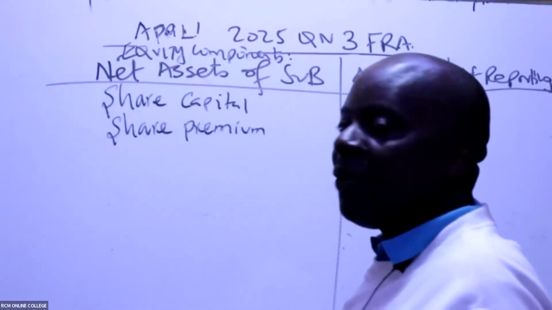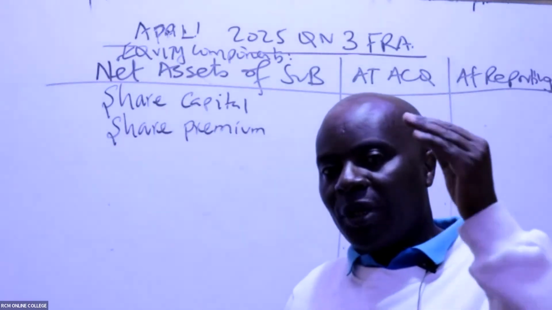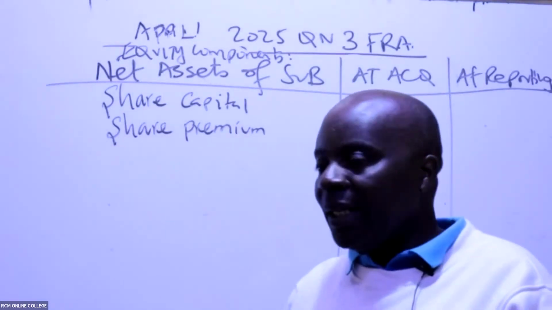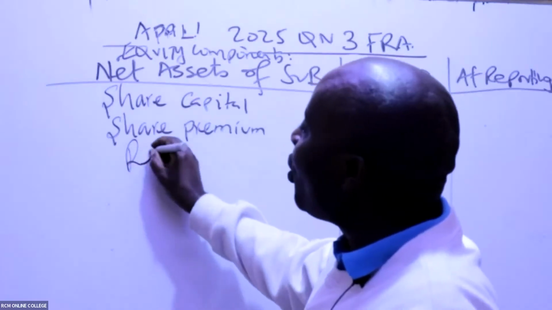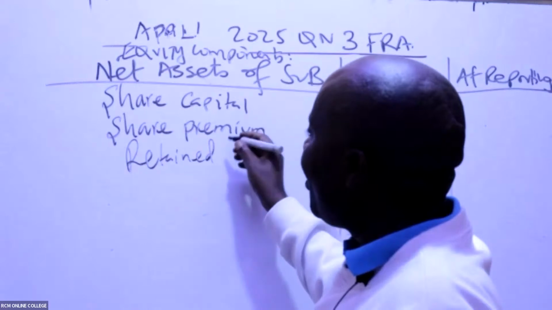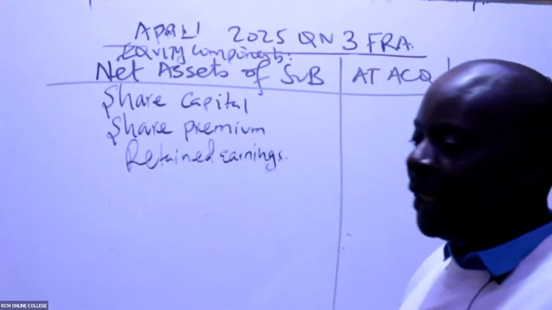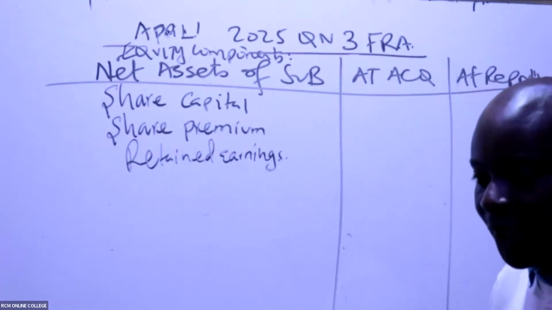And then of course we have retained earnings. Those are mandatory. Share capital, share premium, retained earnings. Those are mandatory. And then, of course, we're going to have what we call fair value adjustments. But first of all, ladies and gentlemen, in this case here, let's work out these things together.